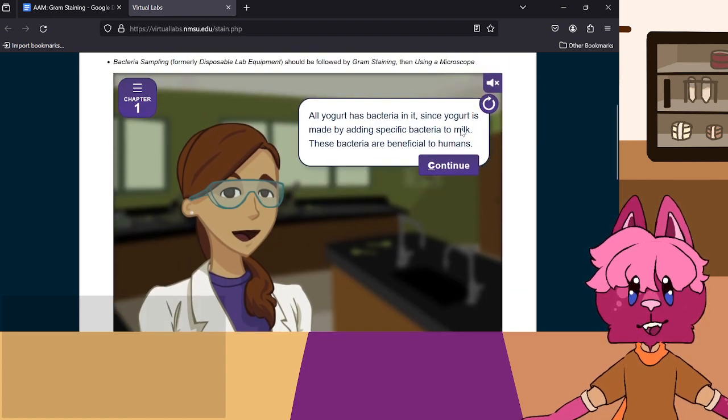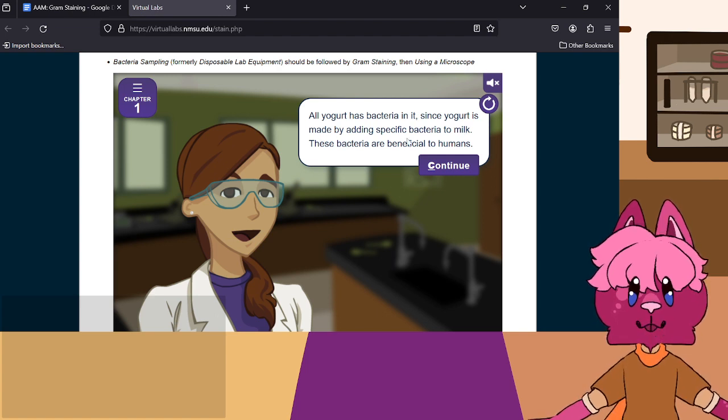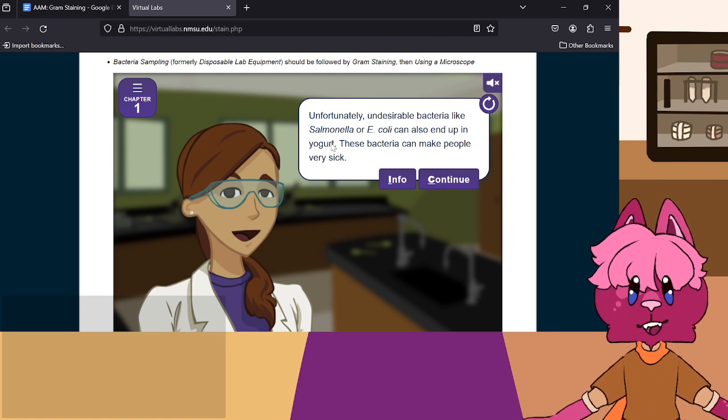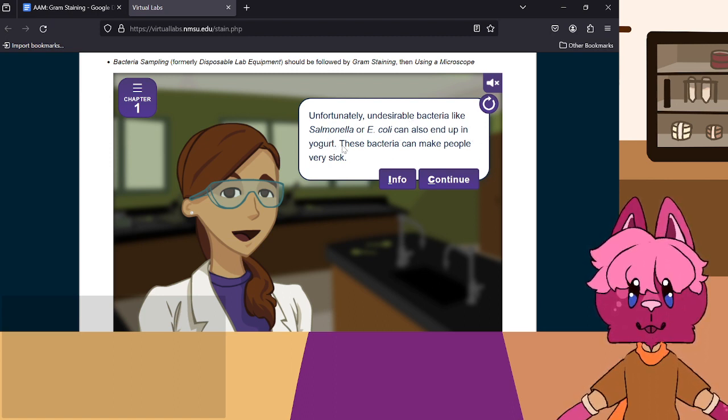All yogurt has bacteria in it, since yogurt is made by adding specific bacteria to milk. These bacteria are beneficial to humans. Unfortunately, undesirable bacteria like Salmonella or E. coli can end up in yogurt. These bacteria can make people very sick.